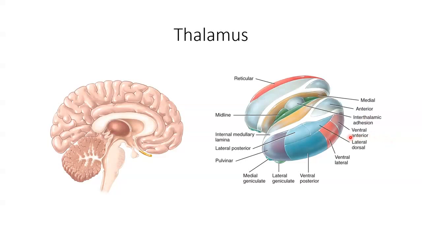The ventral anterior nucleus receives input from the cerebellum and the basal ganglia, and it sends output to motor areas of the cerebral cortex. So it plays a role in movement control. And then the medial geniculate nucleus relays auditory impulses for hearing from the ear to the primary auditory area of the cerebral cortex. So our thalamus, which is what I'm just trying to demonstrate, acts as a relay station.